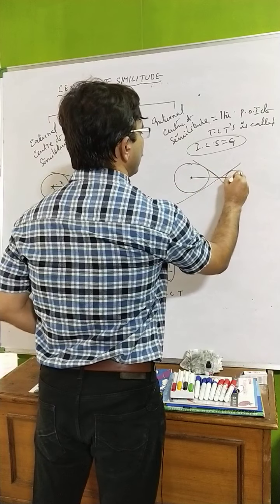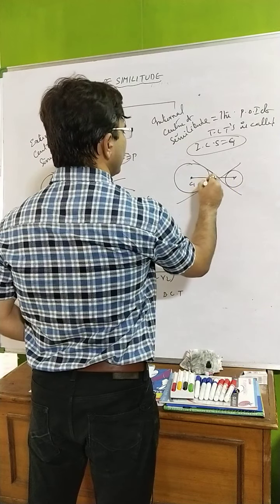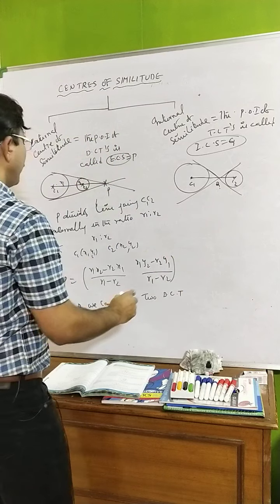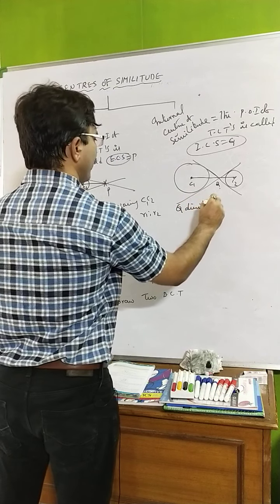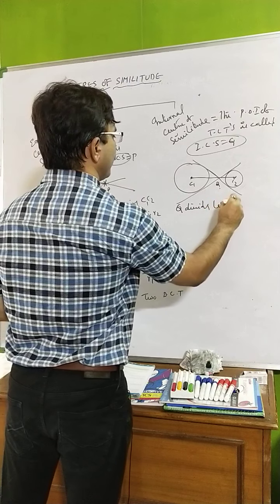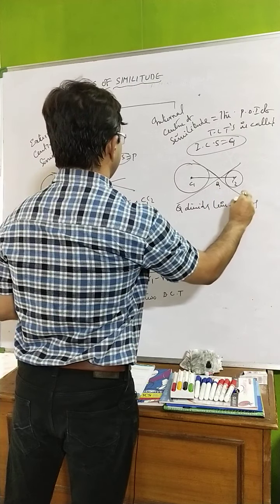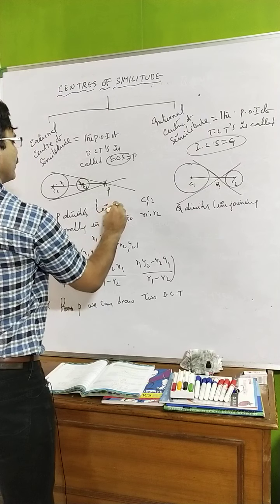These are also Q, I am saying. Here C1, it is C2. Now it is very clear that Q divides the line joining C1, C2.